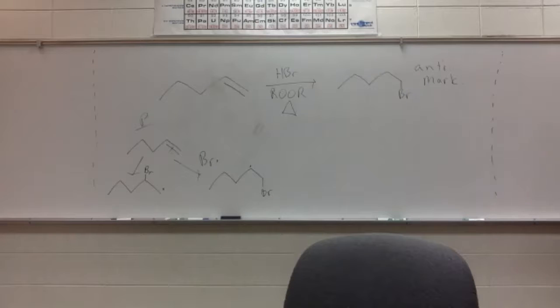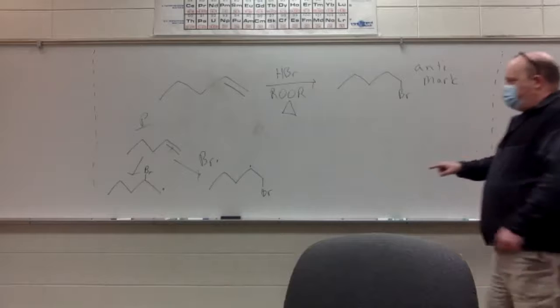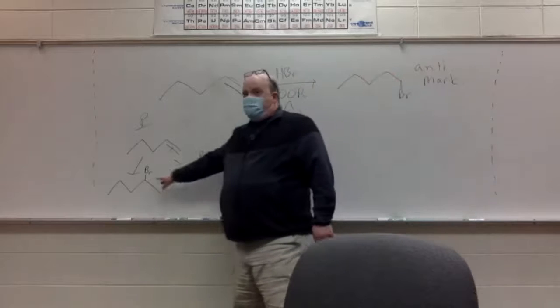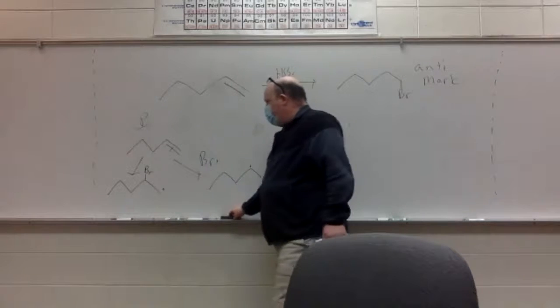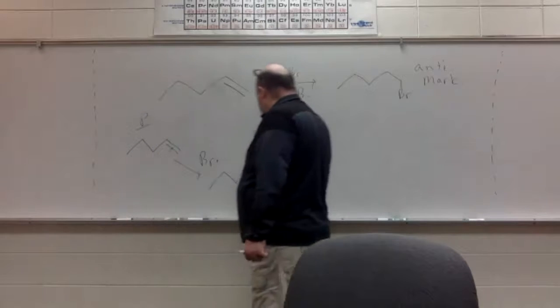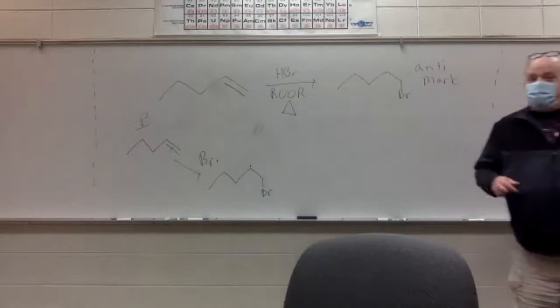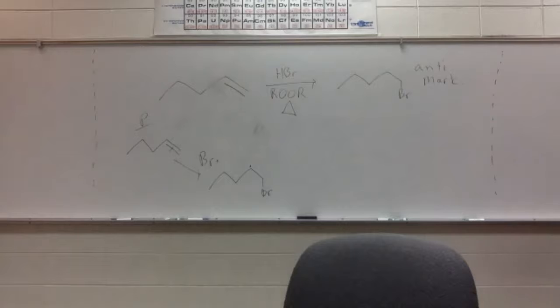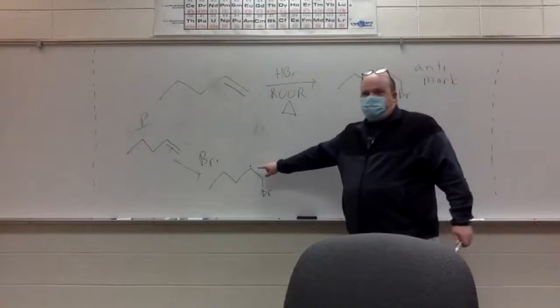Which one are we actually going to form? The one on the left or the one on the right? Why the one on the right? More stable radical. That's a secondary radical. This is a primary, right? Secondary is better than primary. So remember, bromination is selective. That is why we get this anti-Markovnikov addition, because of the need to make a more stable radical species.